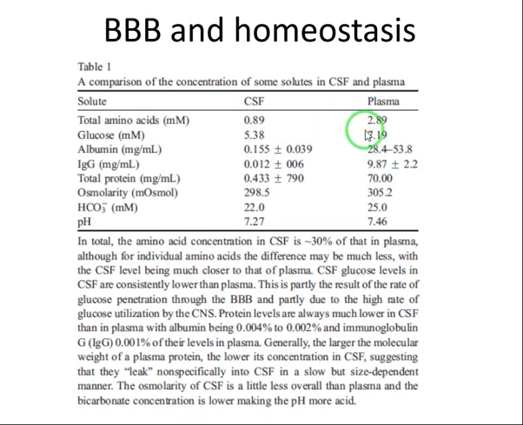However, for some sort of molecules, such as the total proteins, as you see here, the difference is too much, okay? In the matter of, again, albumin, the difference is high. Even the immunoglobulins, they cannot easily pass towards the brain. And that's all you have to know about this table, okay?